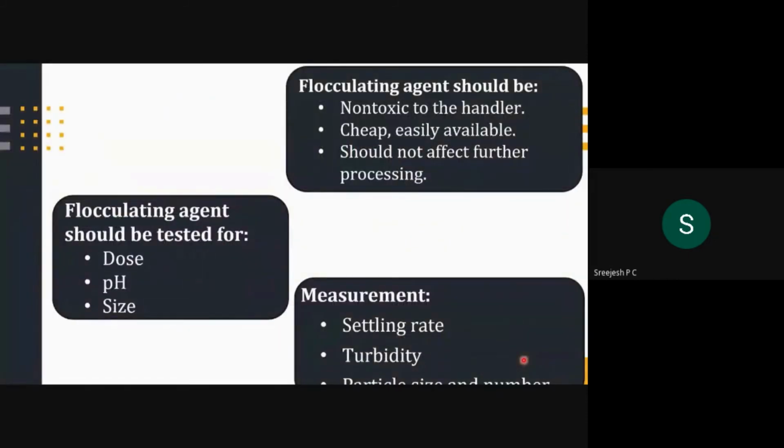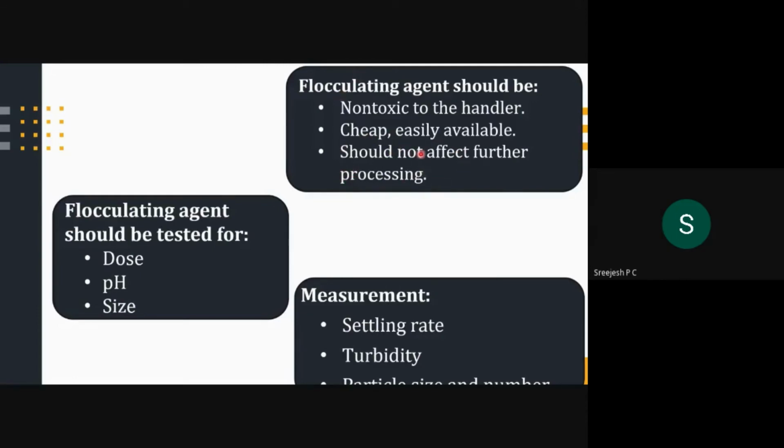So here, when we talk about the use of a flocculating agent, various parameters need to be considered. The one thing is what kind of material can be used as a flocculating agent. The flocculating agent you are going to use should be non-toxic: non-toxic to the handler, and non-toxic to the system in which you are going to use it. It should be easily available and the cost also should be low, so through that we can reduce the production cost. And it should not affect the further processing.